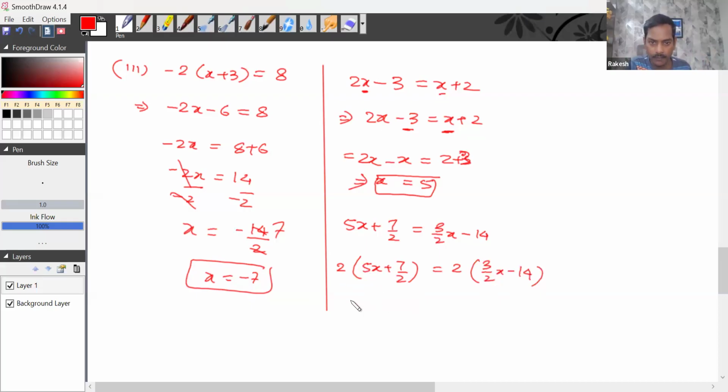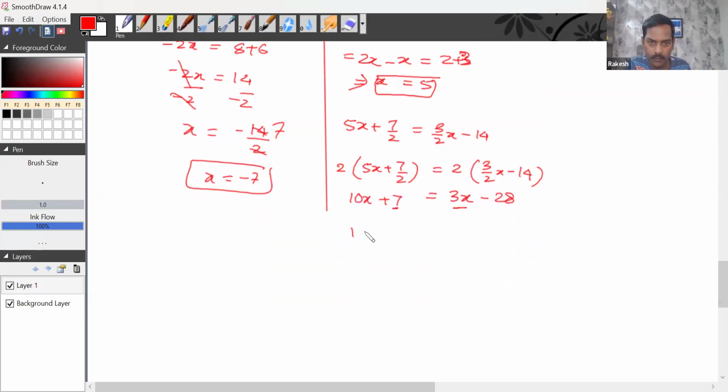So if I multiply the LHS by 2 and the RHS also by 2, then what do I get? 2 multiplied by 5 will give me 10 of x. 2 multiplied by 7 by 2, this 2 will get cancelled out. I'll be only getting 7. And here I'll be getting 3 of x minus 2 into 14, which is 28. Again, this 3 of x should be brought to the LHS. This 7 should be taken down to the RHS. So we'll be getting 10 of x minus 3 of x. And here it will be minus 28 minus 7. This together will become 7 of x. And here it is minus 35.